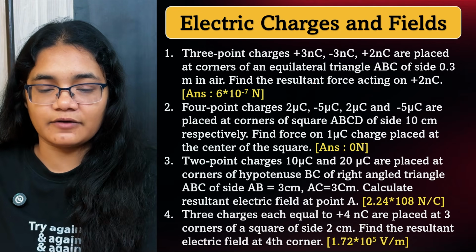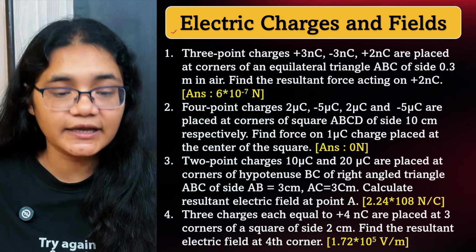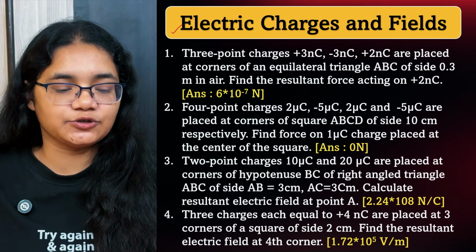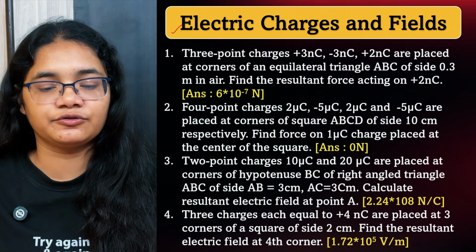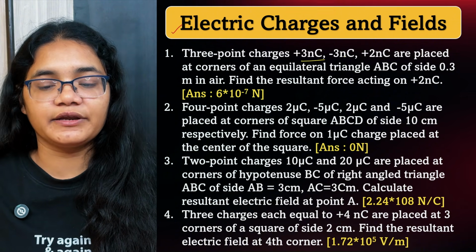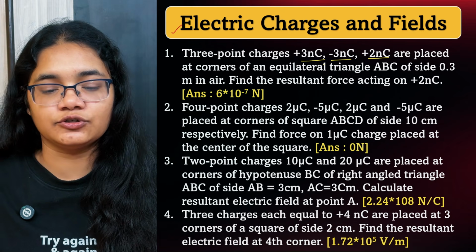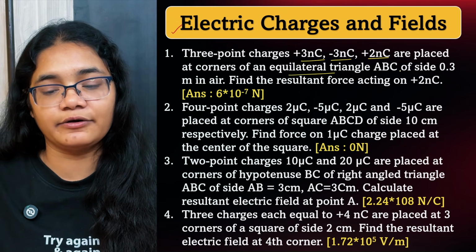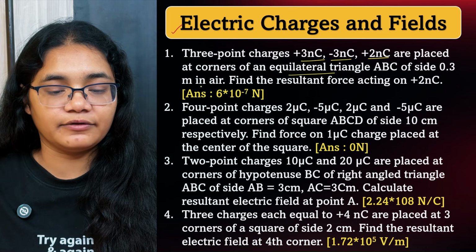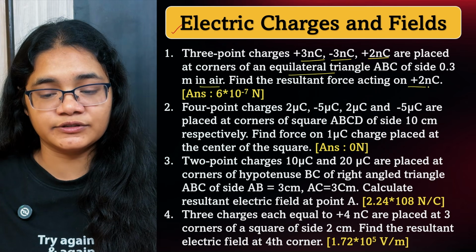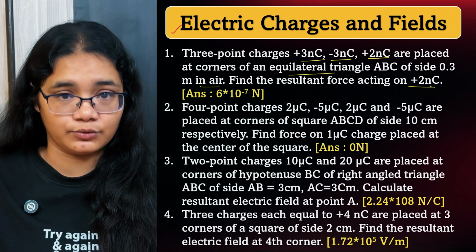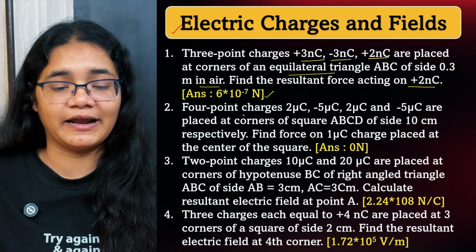Okay, so now let's start with our first chapter, that is electric charges and fields. So let's see its questions. So the first question is like this: 3 point charges of plus 3 nanocoulomb, minus 3 and plus 2 are placed at the corner of an equilateral triangle ABC of side 0.3 meter in air. Find the resultant force acting on plus 2 nanocoulomb. Okay, answer you will find is this one.